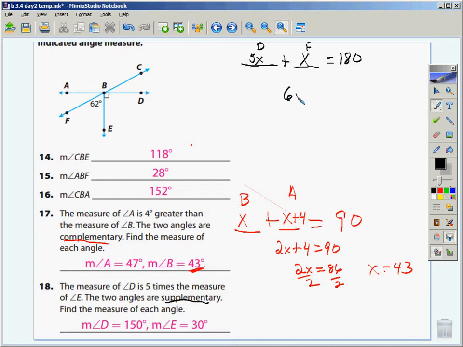5x plus x is 6x. I would have divided both sides by 6. X would be equal to 30. That would have been angle E. Angle D was 5 times that big, or 5 times 30, which is 150. That would have been angle D. And again, I can see 150 and 30 adds up to what? 180.